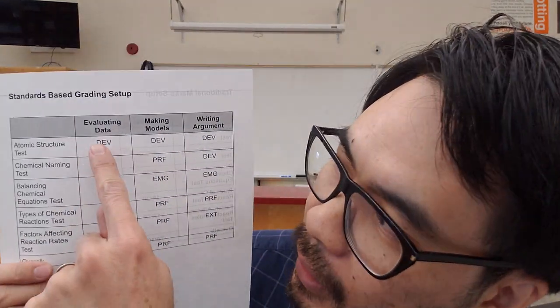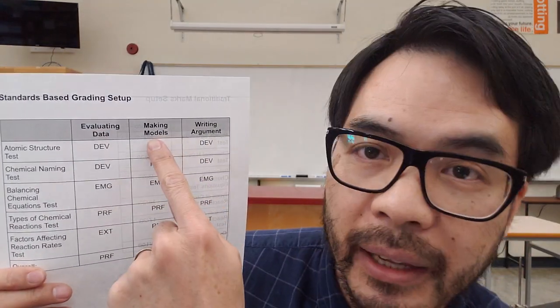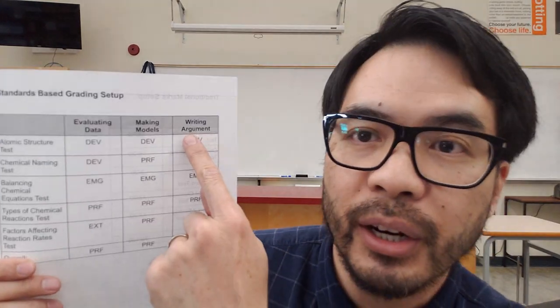Now, however, consider a markbook setup where students are assessed on curricular skills and practices using standards-based grading. For the same 5 chemistry tests, instead of assessing knowledge only, we use a proficiency scale from emerging, developing, proficient, and extending to assess a student's ability to, let's say, evaluate data or make models or write arguments.